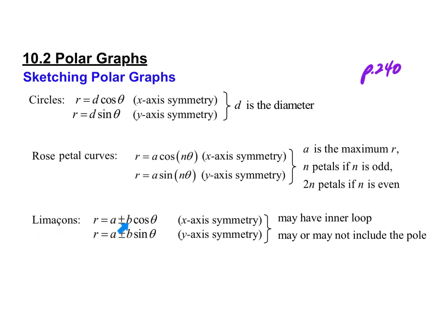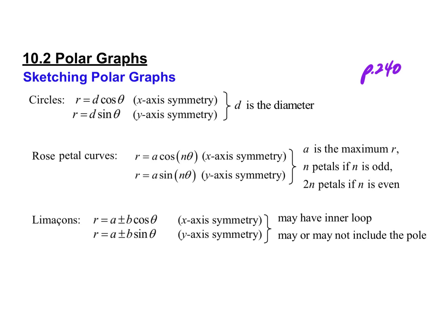So A plus or minus B cosine. Okay, this again is the cosine's telling you x-axis symmetry, sine's telling you y-axis symmetry. It may have an inner loop, so it might loop around itself, not always. It may loop around, there may be a little pull, anyway. It gets all kinds of crazy looking things. Let's get into some of these problems and what it really takes to do.